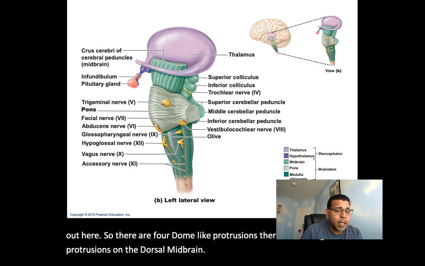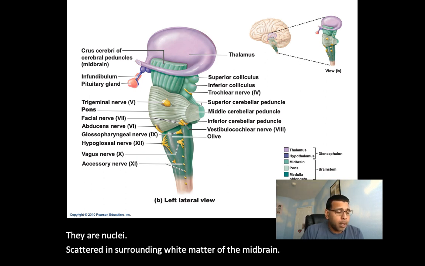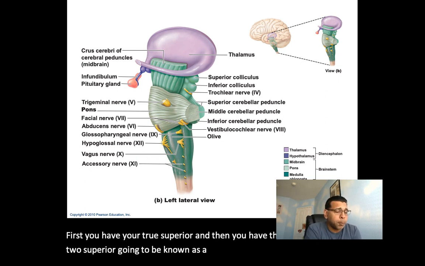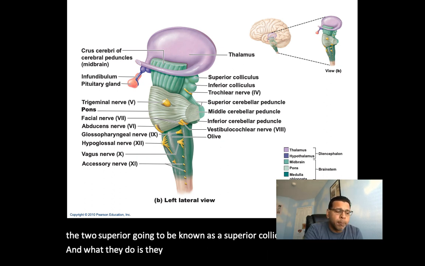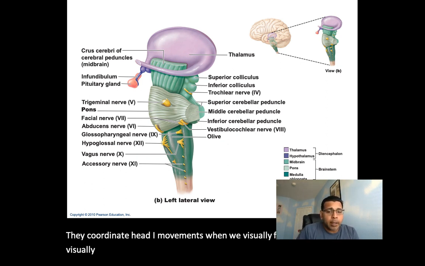They are nuclei scattered in the surrounding white matter of the midbrain. First you have your two superior, and then you have the two inferior. The two superior are known as the superior colliculi. The superior colliculi are visual reflex centers. They coordinate head-eye movements when we visually follow a moving object.